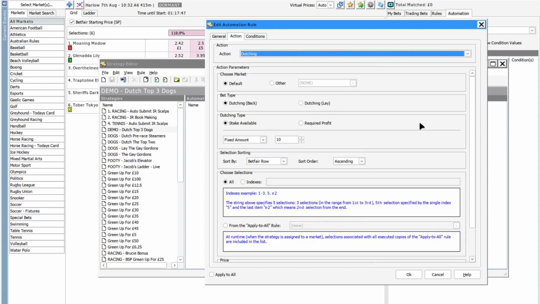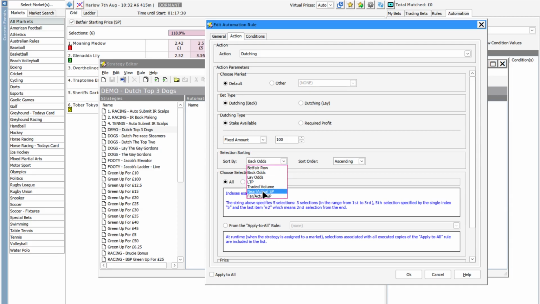So choose a Dutching option. It's going to be a back Dutch and it's going to be stake available, a fixed amount of whatever it is you want. This is the important part, however. You need to sort by back odds, or you can do sorting by near and actual SP. Six of one and half a dozen of the other really. Make sure that the sort order is ascending, choose indexes and type in 1-3. That means 1 through to 3 inclusive, based on the order of that sort.